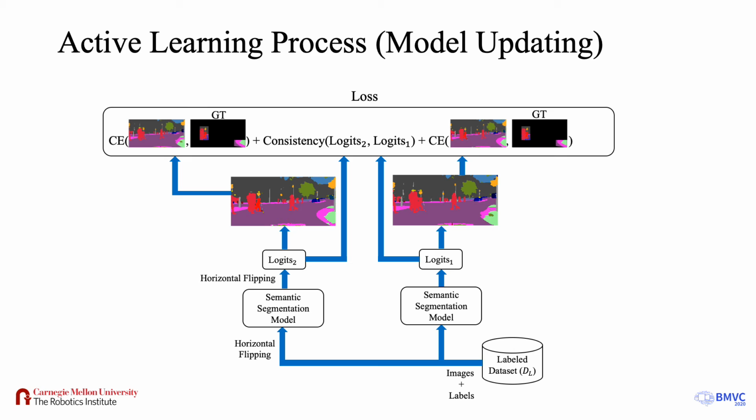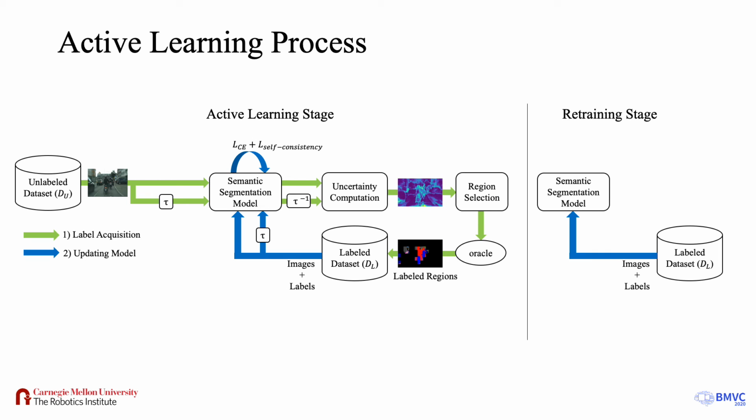In this stage, in addition to the cross-entropy loss, we enforce the predictions for the input sample and its transformation to be consistent. After meeting the budget, the active selection process concludes with the retraining of the network with the final version of the labeled dataset. We refer to this stage as the retraining stage.